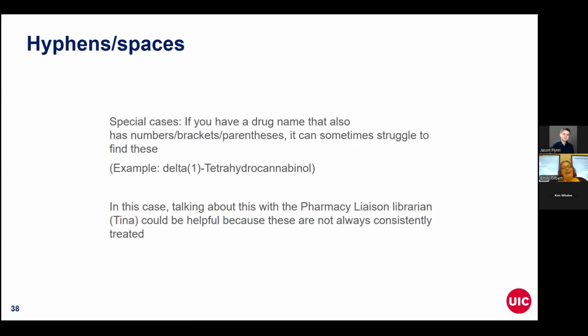If you have a drug name that has numbers, brackets, parentheses, spaces, hyphens, it can sometimes struggle to find these. So we have a pharmacy liaison librarian named Tina. She's wonderful. Talking with her would be a great idea if you're having trouble with drug names, because those are not always a consistent thing in PubMed. Sometimes you really have to play around and figure it out. So Tina's your person for that. And you can always contact us and say you need help with a drug search. Even if you don't remember her name, we will get it over to her.